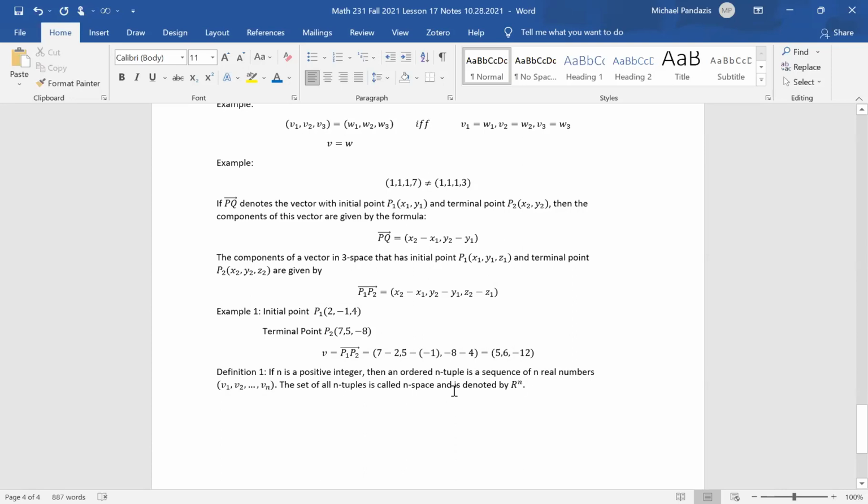The set of all n-tuples is called n-space and is denoted by R^n.